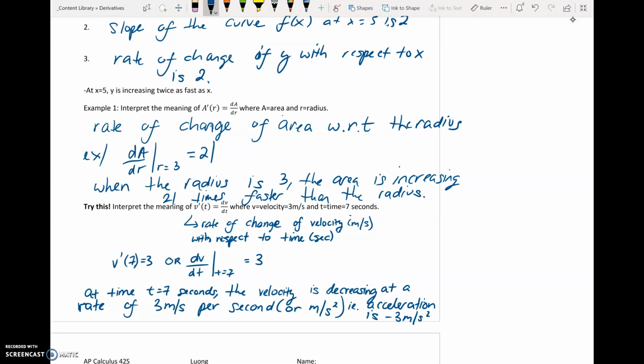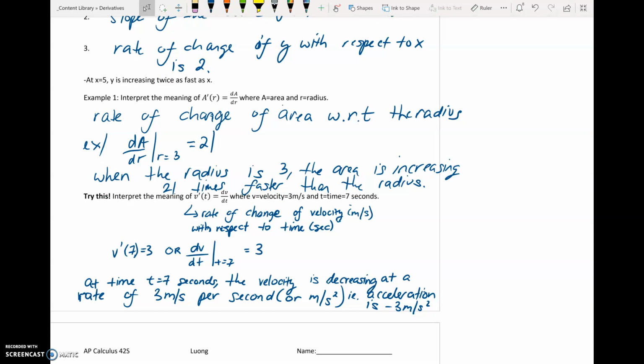In summary, when you're looking at the derivative of velocity, you're actually going to get an acceleration value. So in summary, the acceleration at t equals 7 seconds is going to be 3 meters per second squared. That's the same thing you're going to get by just reading off of this.